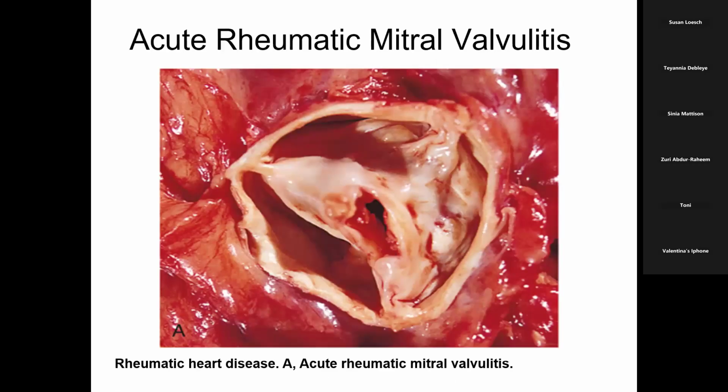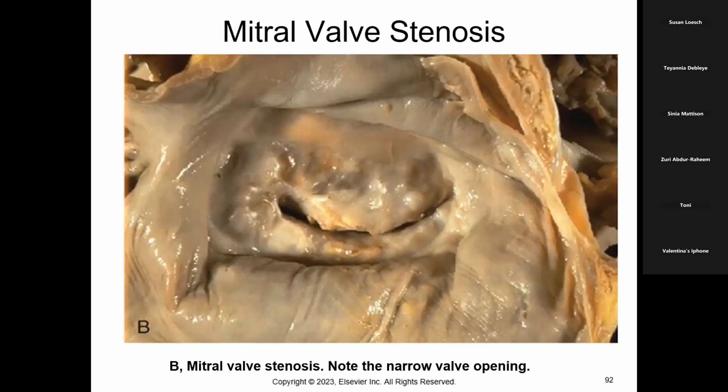This is the actual inflammation of the mitral valve. And this is when it's stenosed. As you can see, there's not a very big place there for the fluid to flow through. It's just that little hole right there on the left. And all your blood has to go through that.